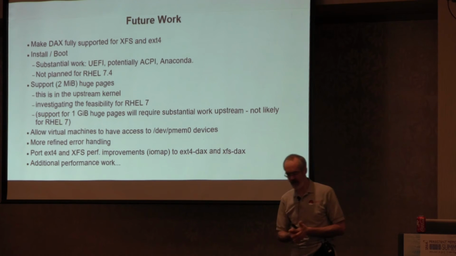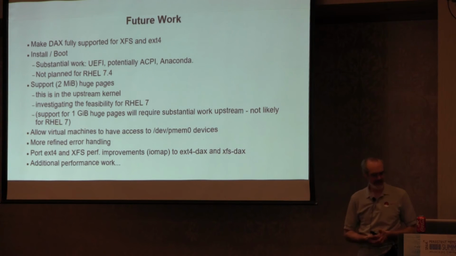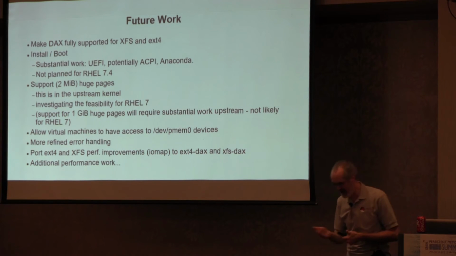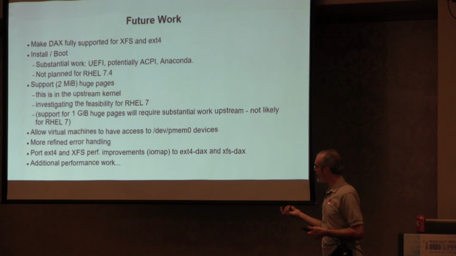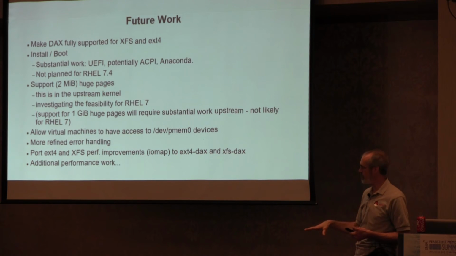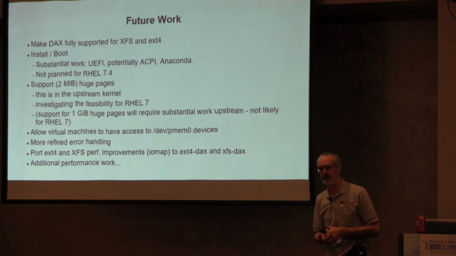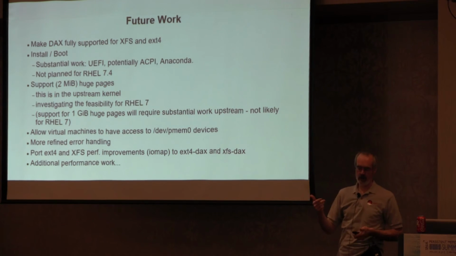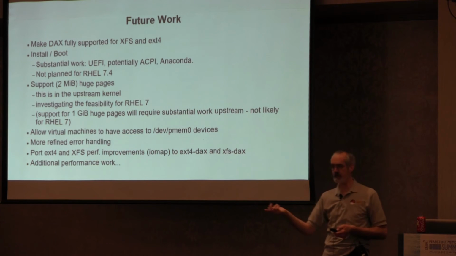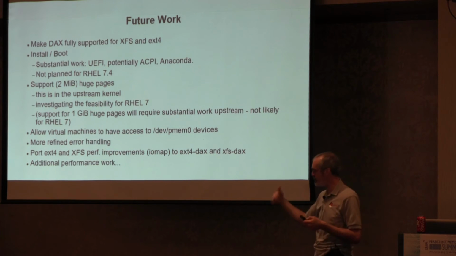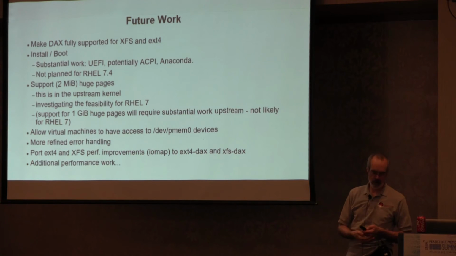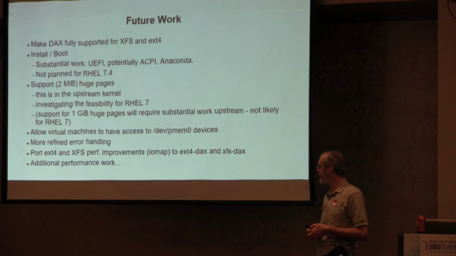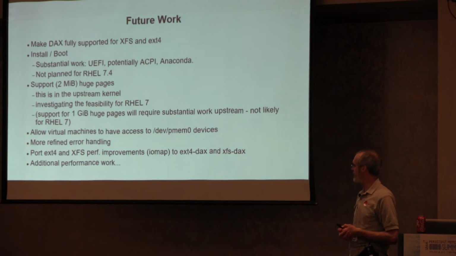So more refined error handling. We've heard a lot of talk today about error handling is hard. Today, for example, if there's a failure, the kernel will not allow the file system to be mounted. There's work being done there to allow the kernel to pass a signal to user space indicating there's a problem, and then user space to deal with it in a more fine-grained method than what we currently have, which is to take the file system offline. So there's work to be done to refine that.